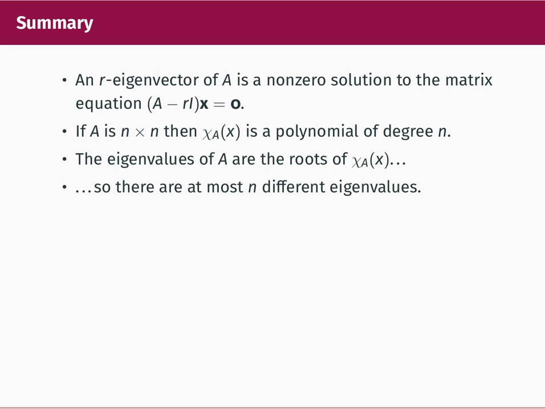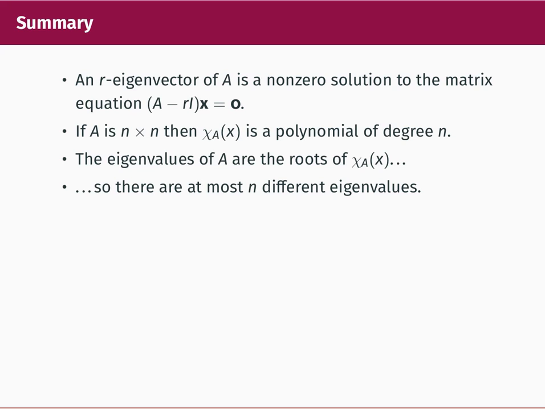So in summary, first of all, an R eigenvector of a matrix A is a non-zero solution to the matrix equation (A minus R times the identity) multiplied into a vector x is the 0 vector. Another observation we could make is that if A is n by n, then chi A of x is a polynomial in x of degree n. That's because in the sum defining the determinant, we always have products of n terms.